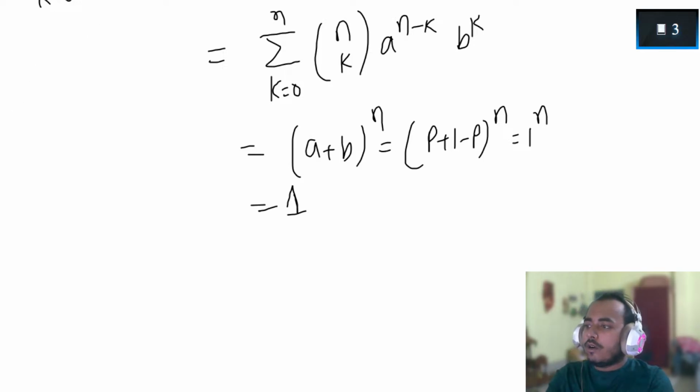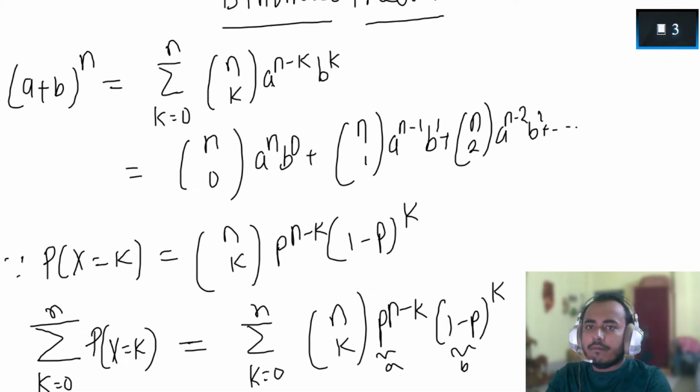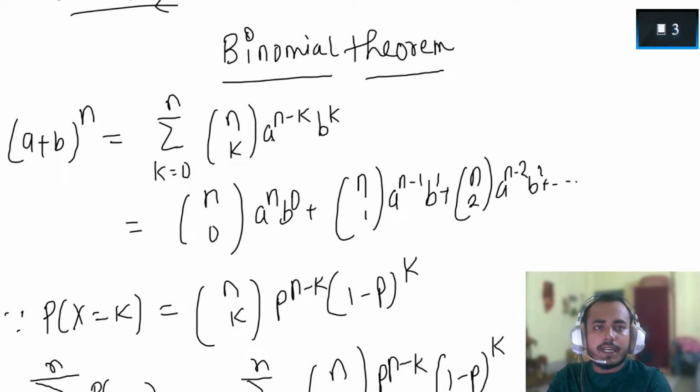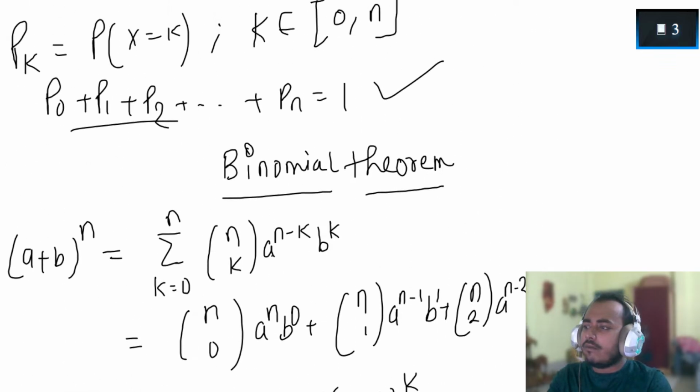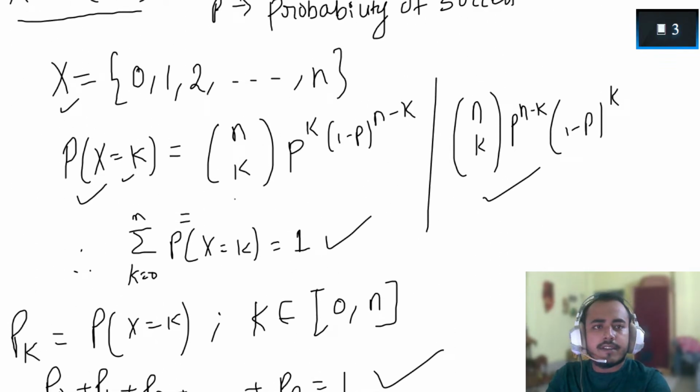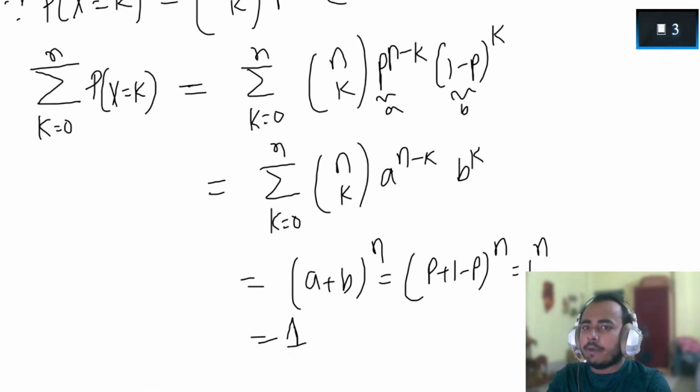Okay, so we proved that in the binomial distribution, the sum of the probabilities is equal to 1 and that all the probabilities are non-negative. So yeah, that completes the task we have at hand right now. And yes, when x is binomially distributed, we know what probabilities look like.